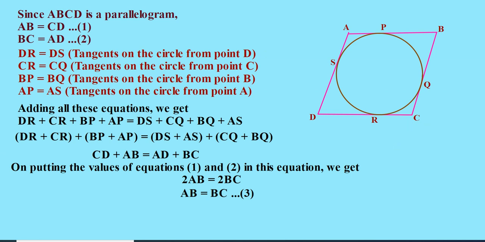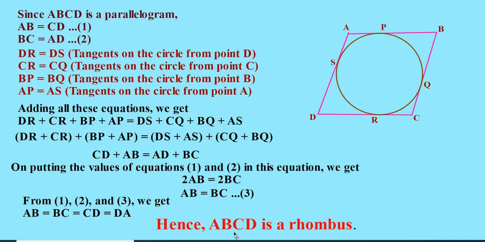So we can write from 1, 2 and 3 we get AB is equal to BC is equal to CD is equal to DA. In a parallelogram, if all sides are equal, that parallelogram will become a rhombus. So we can conclude, hence ABCD is a rhombus.